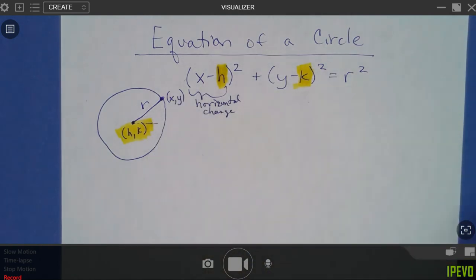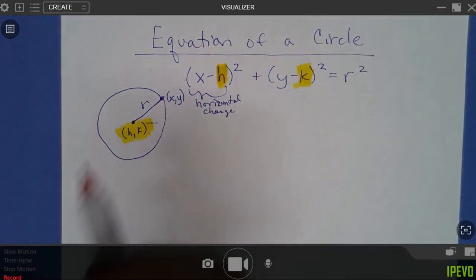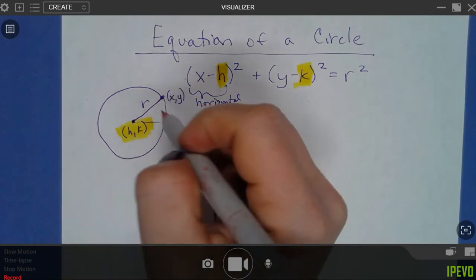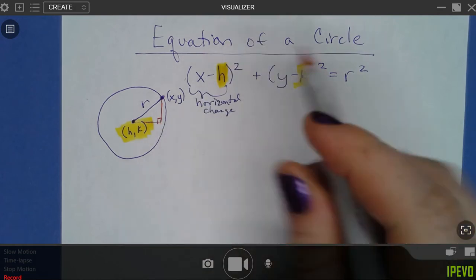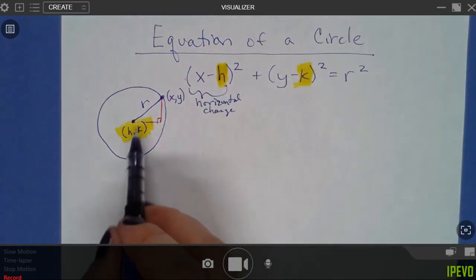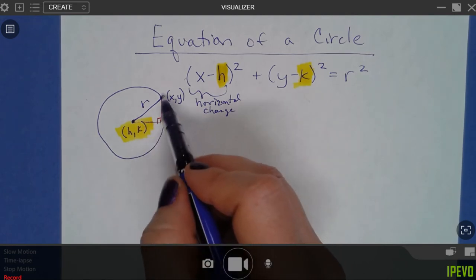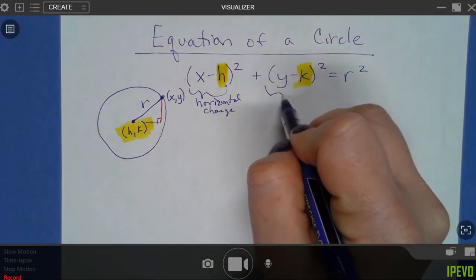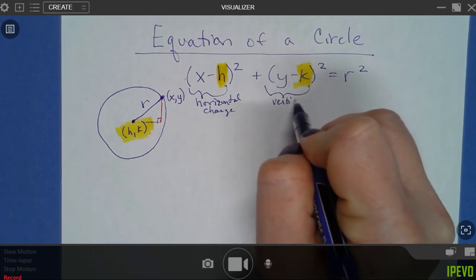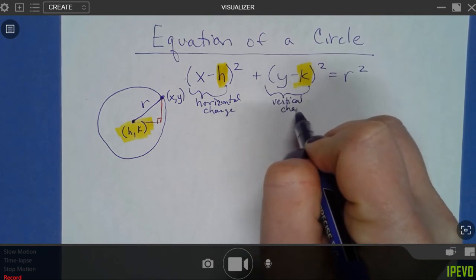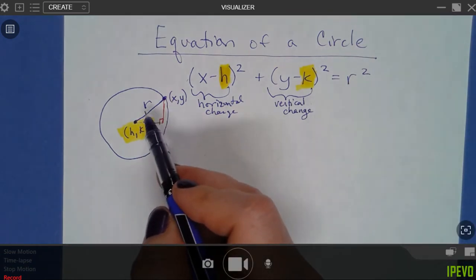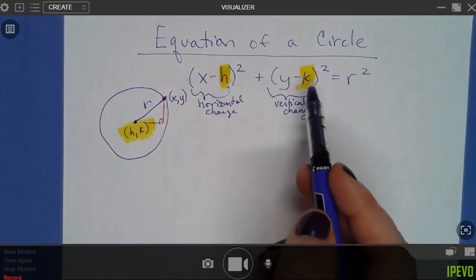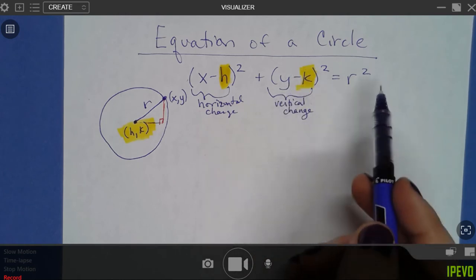If I make a little triangle in here, you can see how the Pythagorean theorem and distance formula relate to the equation of a circle. As a reminder, X minus H, horizontal change. Y minus K, that's your rise, or your fancy name, vertical change, equals R squared. Hopefully you're seeing, oh, that's A squared plus B squared equals C squared.